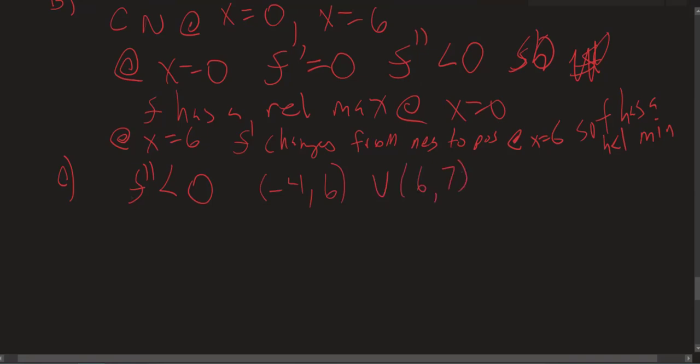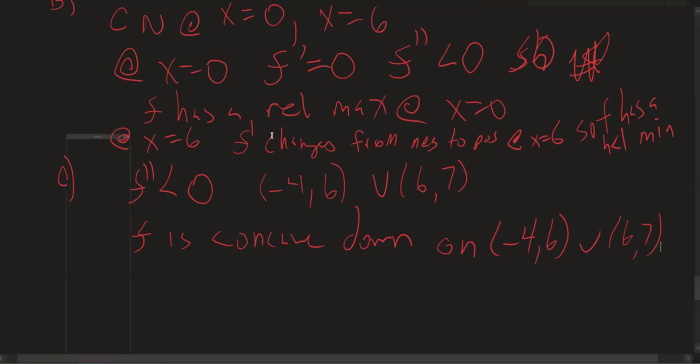And so by the test for concavity, f is concave down on the intervals -4 to 6 and 6 to 7. Also, this gives us part D, which asks for inflection points. There are no points of inflection, since f double prime never changes sign.